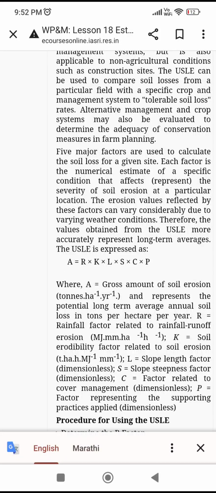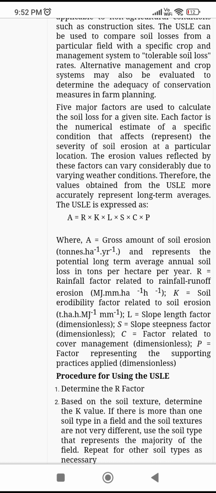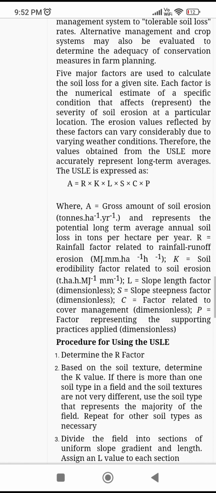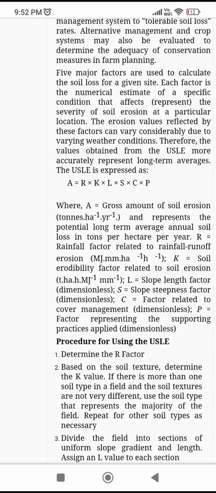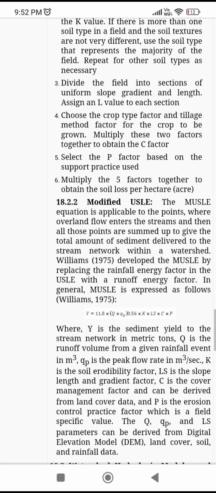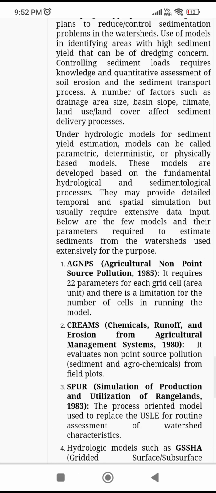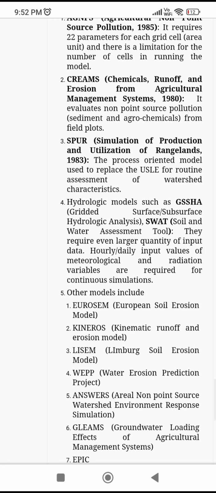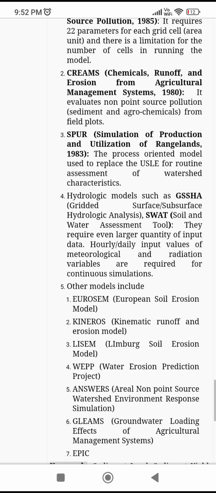This is one equation, USLE equation, RKLSCP. You should know each and every term. R stands for rainfall factor, K, what is the K? Soil erodibility factor. L is slope length factor. S is slope steepness factor. C is factor related to cover management, and P is factor representing the supporting practices applied. Then SWAT model, soil and water assessment tool.